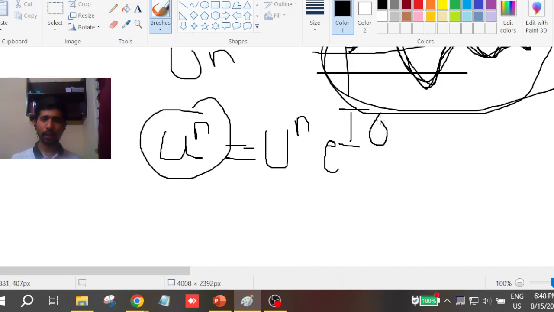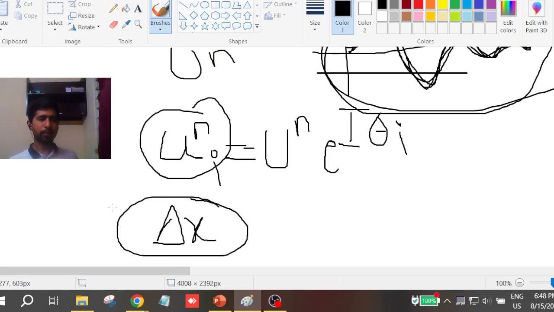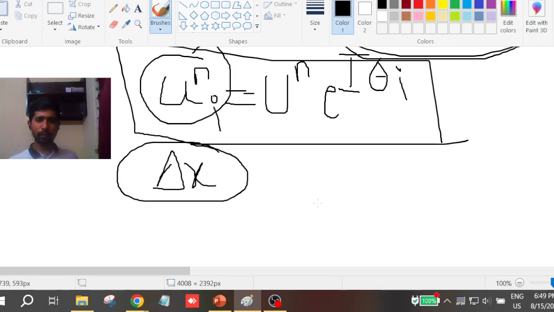So e raised to i theta at the grid point i. Now I have this i. Theta again depends on the delta x value, the difference between the two grid points, the distance between the two grid points. So this is the expression which we use. Then we substitute this; u at n plus 1 you can calculate similarly.